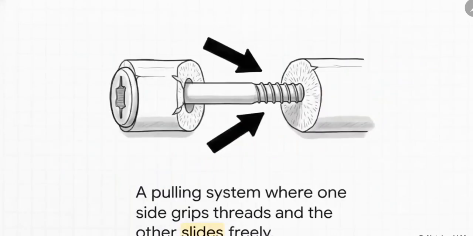Next, we have the lag screw, which is fundamentally a pulling system. The engineering here is honestly great. One side of the bone grips the threads, while the screw just freely slides through the other side. Because of that sliding action, tightening the screw pulls the far piece directly into the near piece, creating massive compression. It's an absolute lifesaver for small bone fragments or delicate joint fractures.